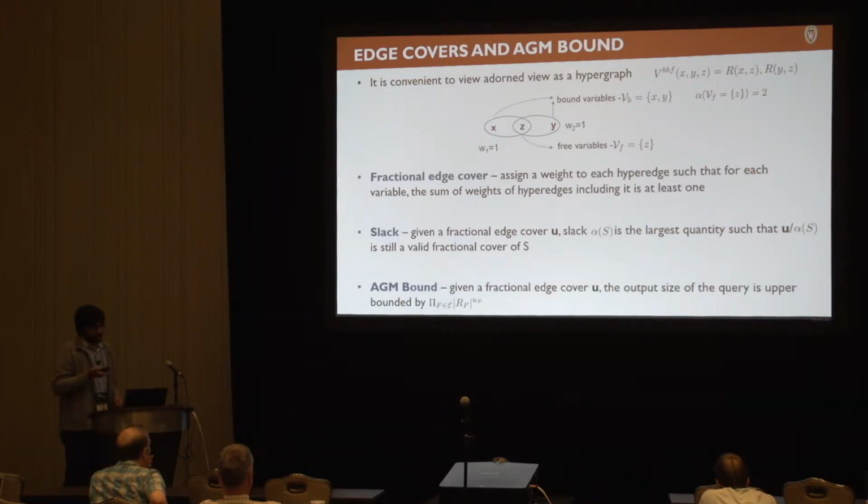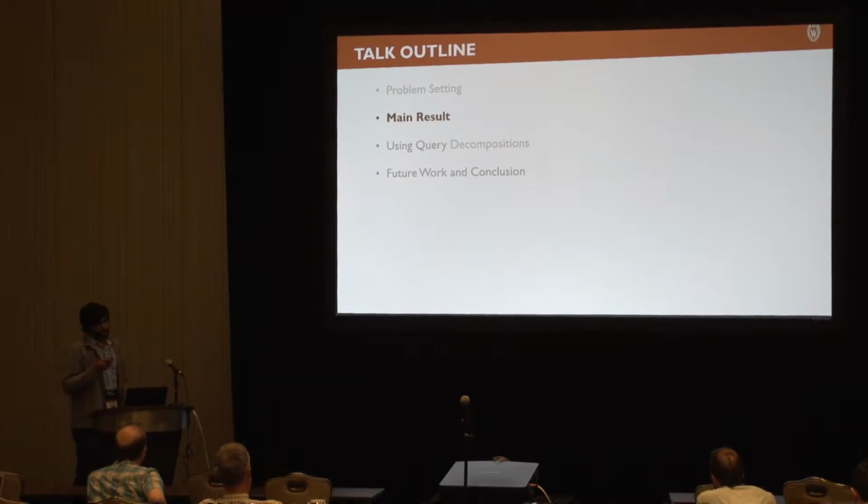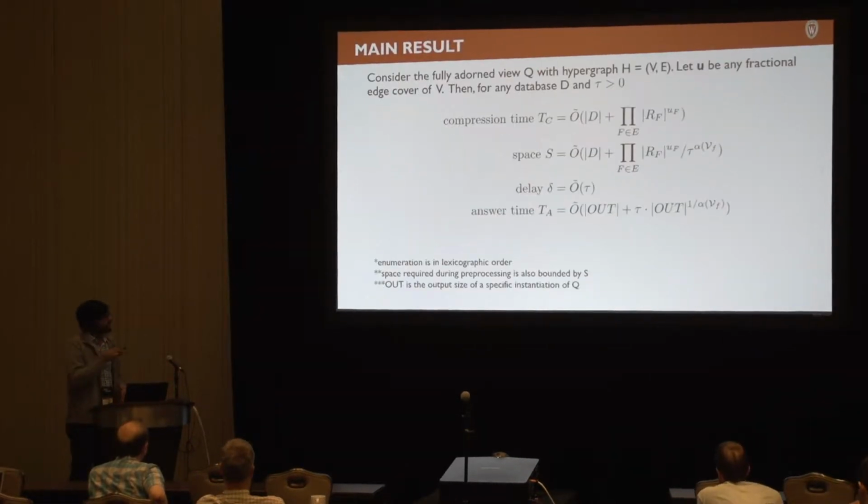And the last building block that we will require is that of the AGM bound. So given the fractional edge cover, we can upper bound the output size of the query using the AGM bound. So in this example, when we have 1 and 1, the AGM bound will tell us that the worst case output size is t squared. So let's look at our main result.